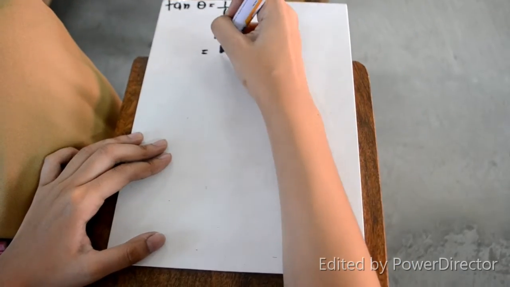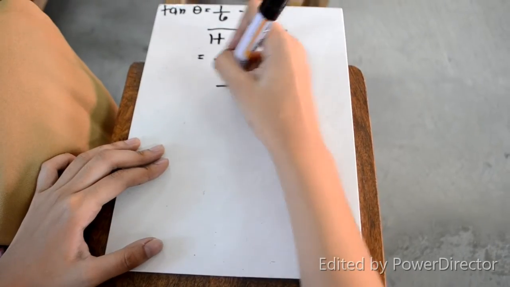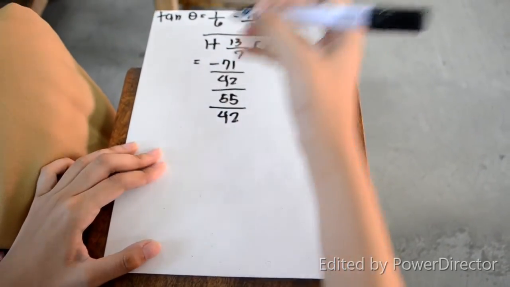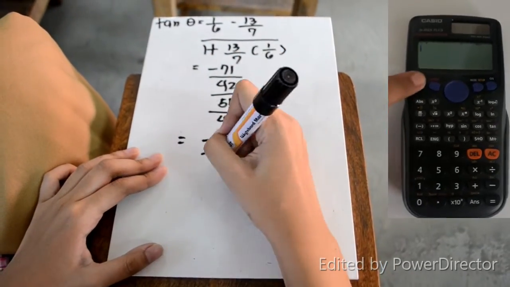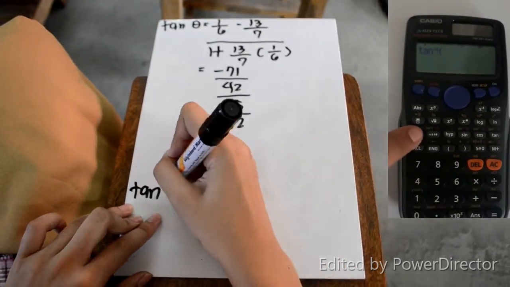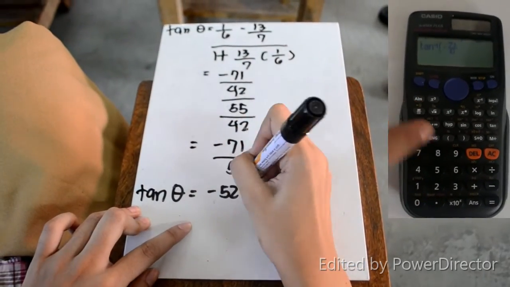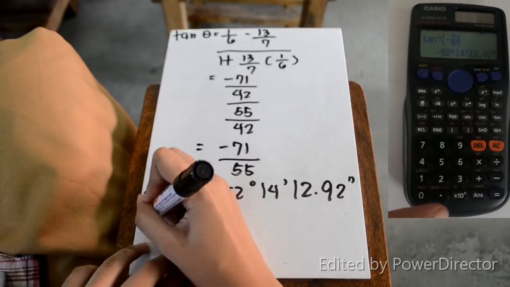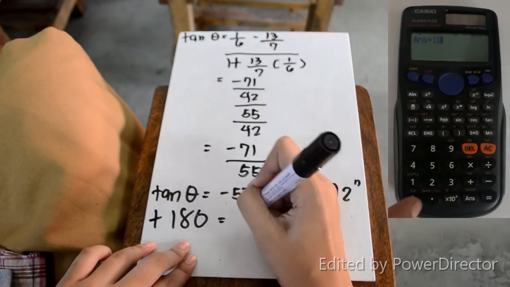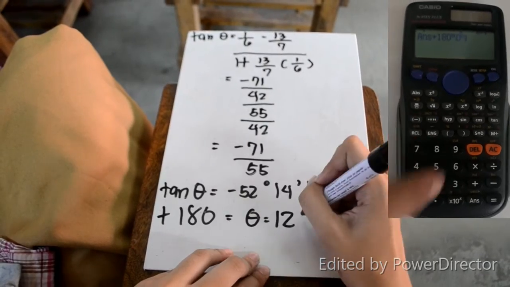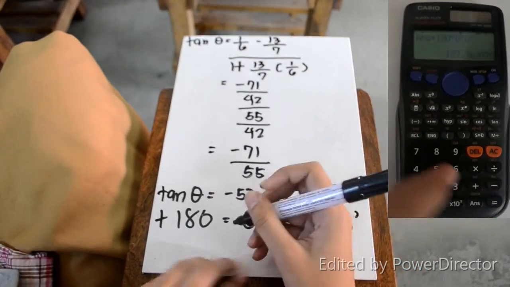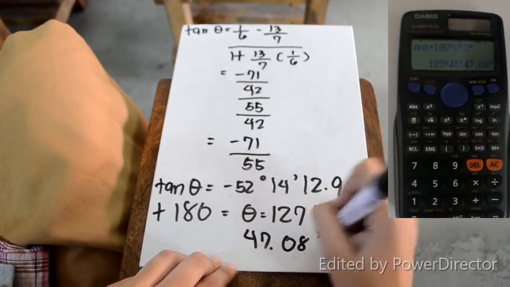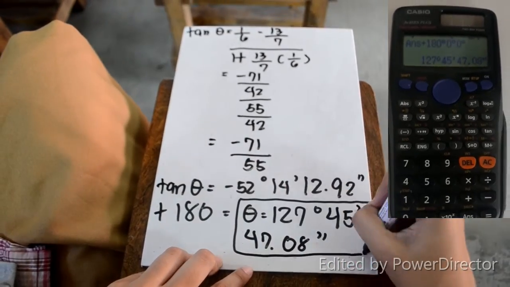The tangent theta is negative 71 over 55. Press it on your calculator like how it's done in the previous form to get the angle in degrees, which is negative 52 degrees, 14 minutes, 12.92 seconds. Since it's negative, we can add 180 to it to get 127 degrees, 45 minutes, 47.8 seconds.